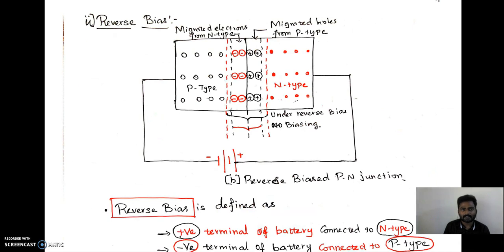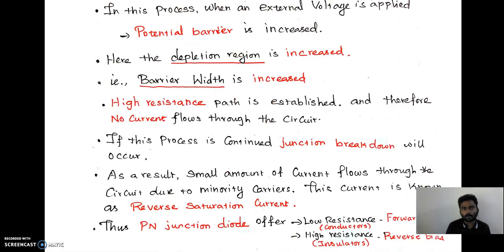Coming to reverse bias, it is completely opposite to what we have seen in forward bias. From the diagram itself we can understand. Here the battery positive is connected to N-type and battery negative is connected to P-type. So the operation happens in the reverse way, which is why it is termed reverse bias. When external voltage is applied, the barrier voltage increases, whereas in forward bias the barrier voltage is reduced. Here the barrier voltage is increased, and as it increases, the depletion region will increase.